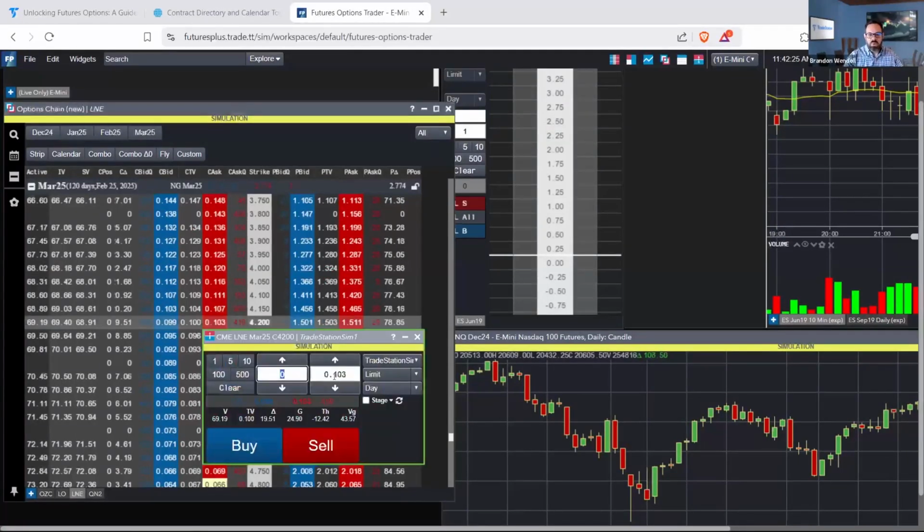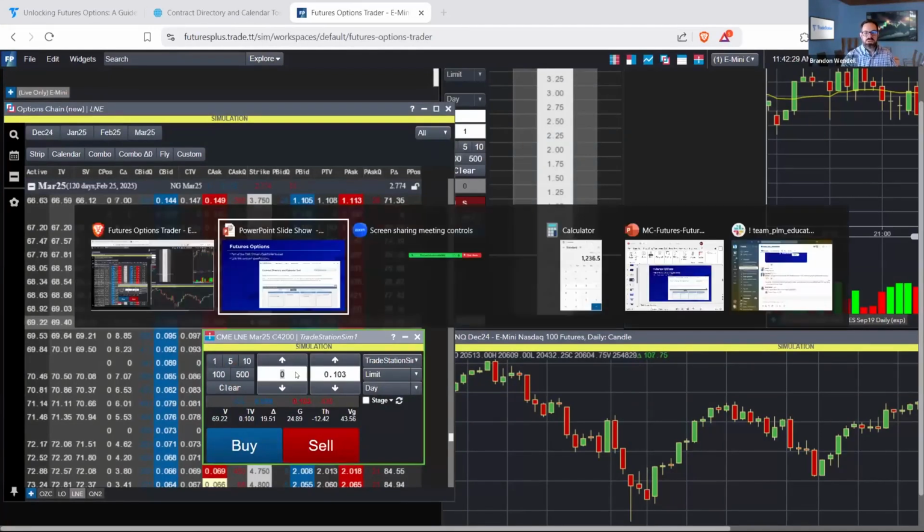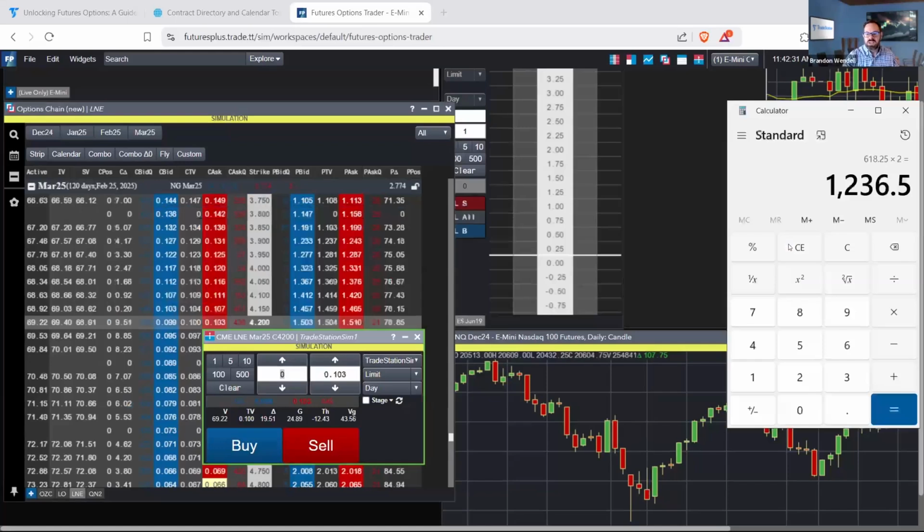Right there showing 0.103. If I want to know what premium that is, remember, I take the quote that I'm getting, 0.103, and I have to multiply it by the point value. What did I do there? It's 203.